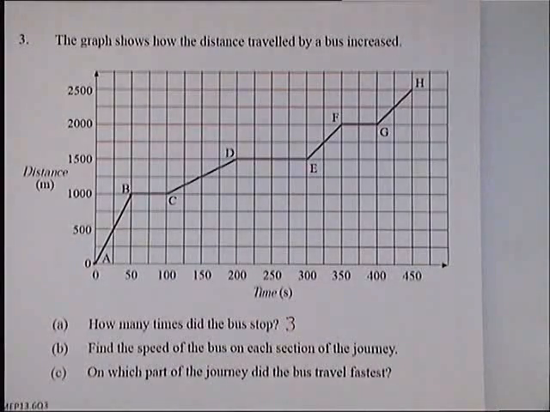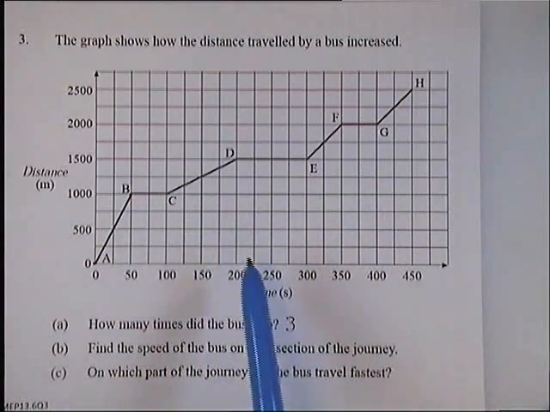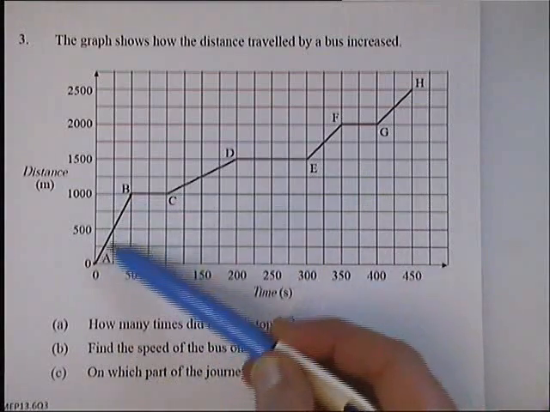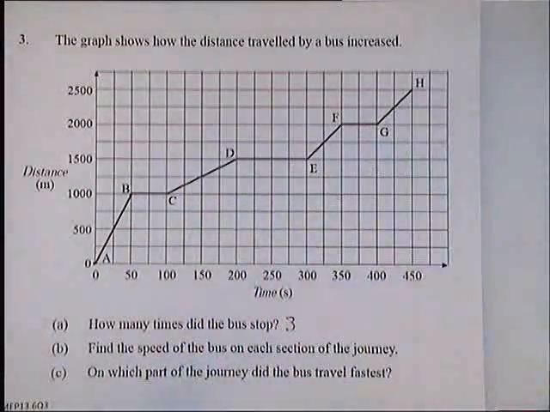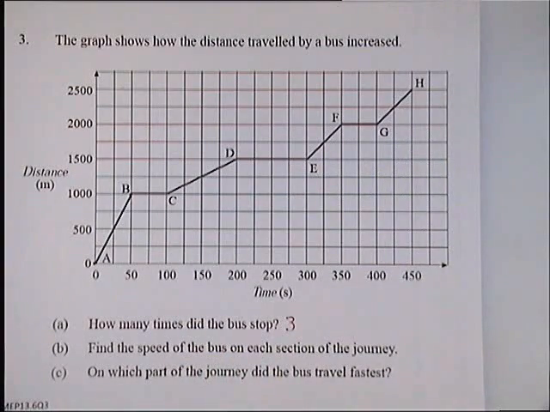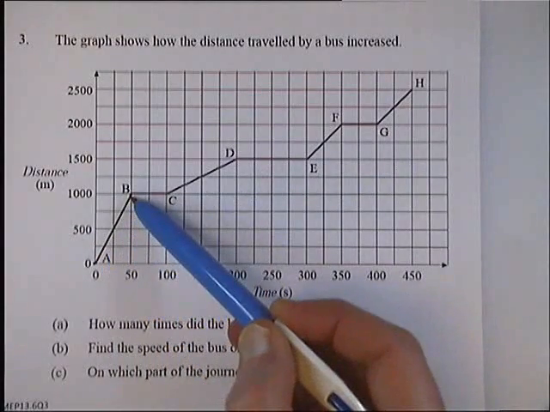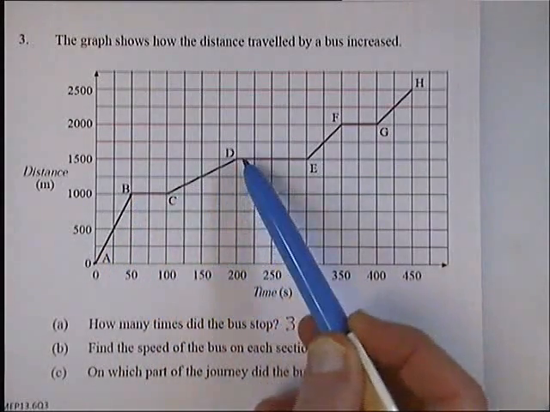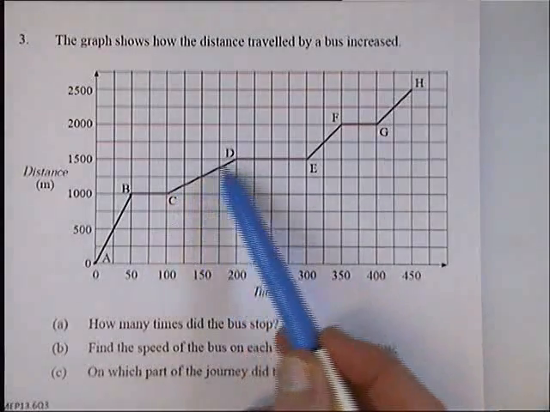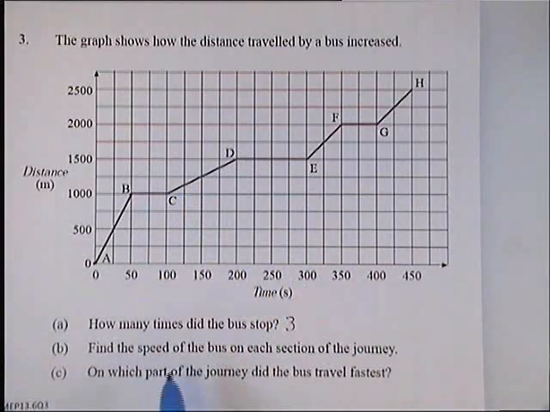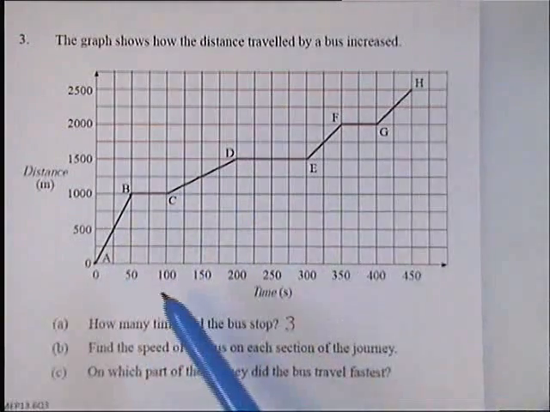I'm going to jump to part C next. On which part of the journey did the bus travel fastest? On these graphs, how steep or shallow these lines are when it's travelling means something. The steeper the line, the faster the speed. So here, that's going quite fast. Here, that's not so steep, it's shallower. It's going quite slowly. So where did it travel the fastest? It's on the steepest bit of line.